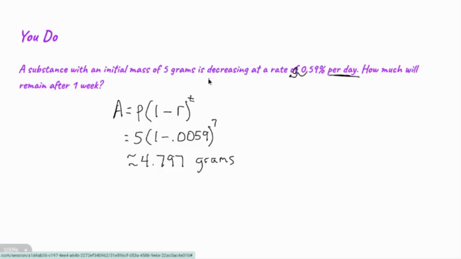Okay, so we have another decreasing problem. Now, with the percentage, be careful. It's 0.59%. You're going to want 2 zeros next to that decimal before you do 59. And it's 1 week, but again, we're talking about per day. So you end up with 4.797 grams. And I probably should have been labeling my answers this entire time.